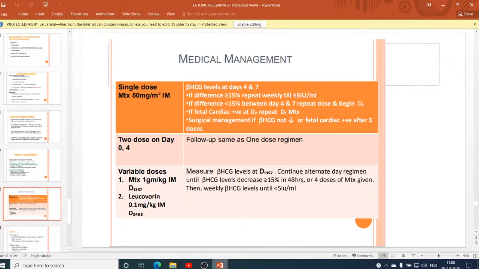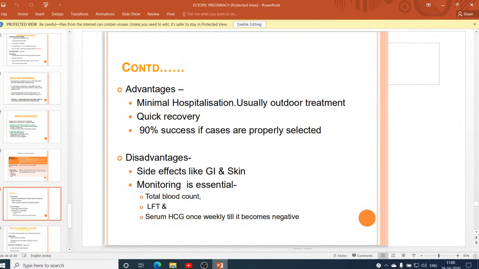In this, measure beta HCG level at day 1, 3, 5, 7, alternate day, every 48 hours. Continue alternate day regimen until beta HCG level decrease greater than 15% in 48 hours or 4 doses of methotrexate given. Then weekly betas until less than 5 international units. Advantages of medical management are minimal hospitalization, usually outdoor treatment, quick recovery, 90% success if cases are properly selected. That means that criteria should fit the patient.